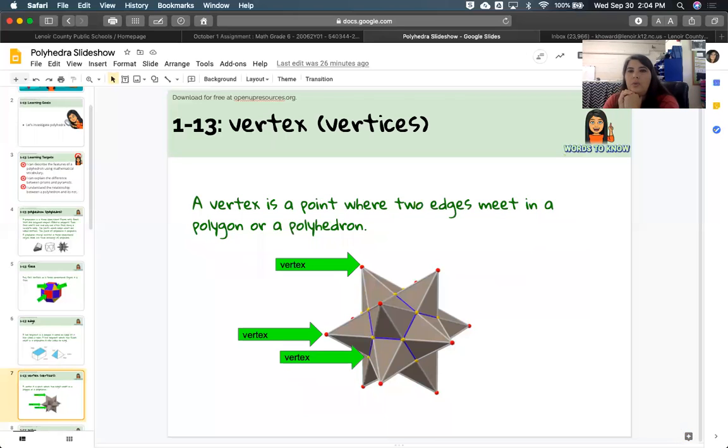And also the word vertex. A vertex is a point where two edges meet on a polygon or a polyhedron. So a vertex could be the tip of a pyramid, or one of the bottom corners of the pyramid. That's a vertex. There are vertices all around the edge of this octagonal pyramid, and it meets at a vertex.